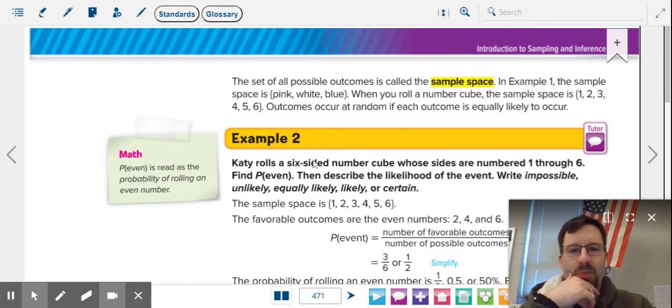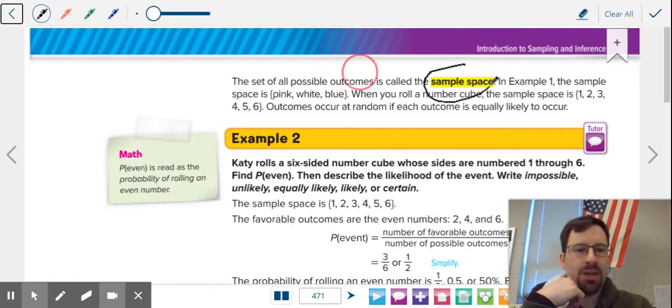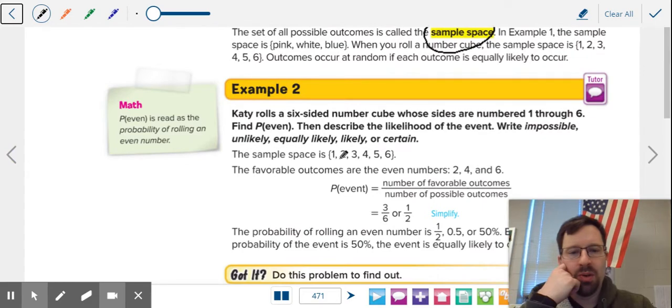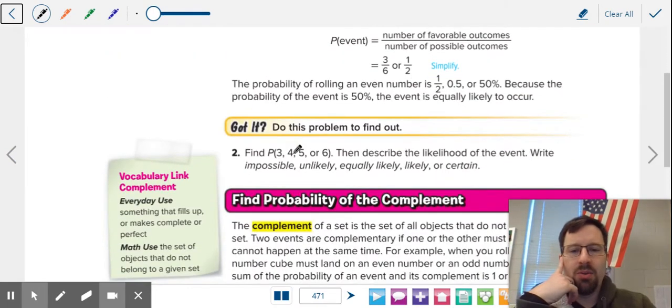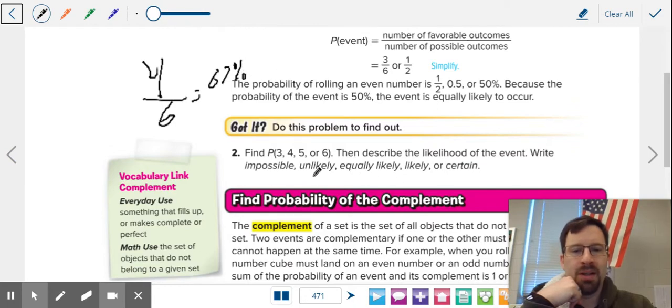All right, next up, we have sample space. What is sample space? Sample space is when you write out all the possible options. Okay, so here we have 1, 2, 3, 4, 5, and 6 on a 6-sided number cube or a die. That's the sample space. On a coin flip, it'd be heads or tails. All right, so what's the likelihood of a 3, 4, 5, or 6 on a number cube? There's 3, 4, 5, 6. So there's 4 out of 6 sides. That's 67%. Is that impossible, unlikely, equally likely, likely, or certain? It is likely. It's more than 50. Okay, so it's going to be likely.